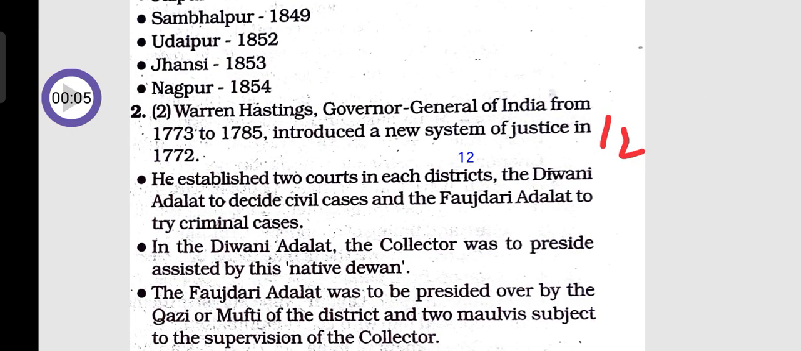Warren Hastings, Governor General of India from 1773 to 1785, introduced a new system of justice in 1772. He established two courts in each district: the Diwani Adalat to decide civil cases and the Faujdari Adalat to try criminal cases. In the Diwani Adalat, the collector was to preside, assisted by a native Dewan. The Faujdari Adalat was to be presided over by the Qazi or Mufti of the district and two Maulvis, subject to the supervision of the collector.